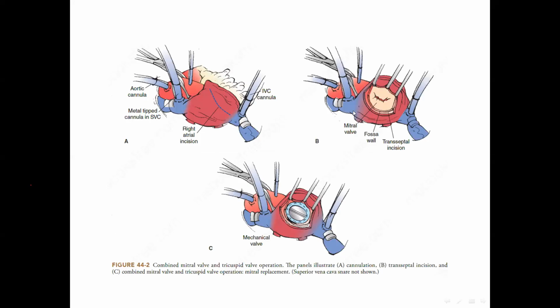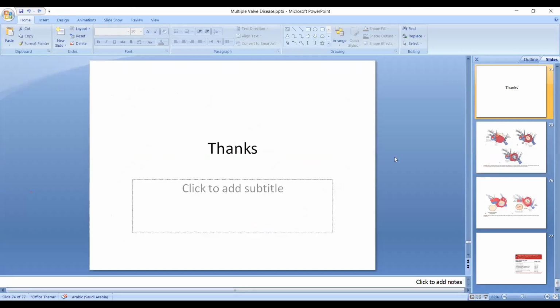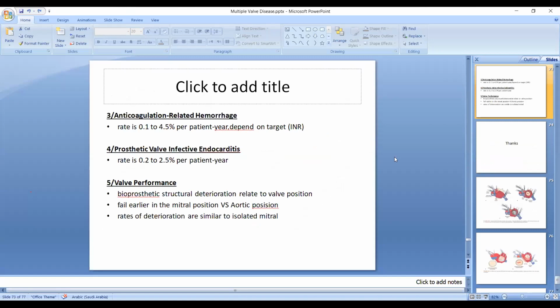Who's next? Amjad? Okay, until you find the next person, Khalifa, can you tell us why the mitral is more subject to earlier degeneration of the tissue valves? You said the mitral bioprostheses have a higher rate of structural deterioration. Why? Maybe I'm not sure of the exact answer, but maybe just because of the higher pressure it faces during systole.